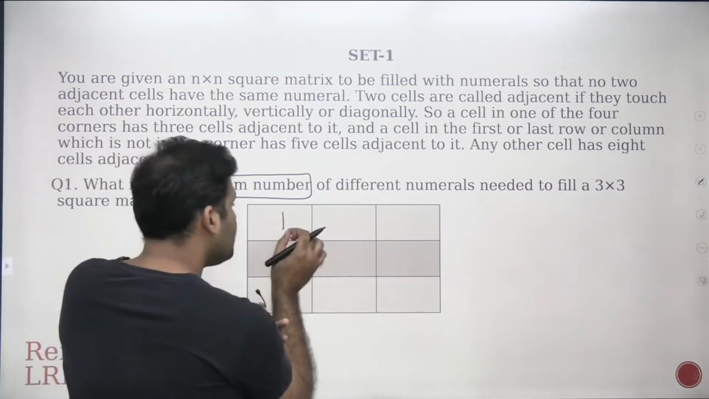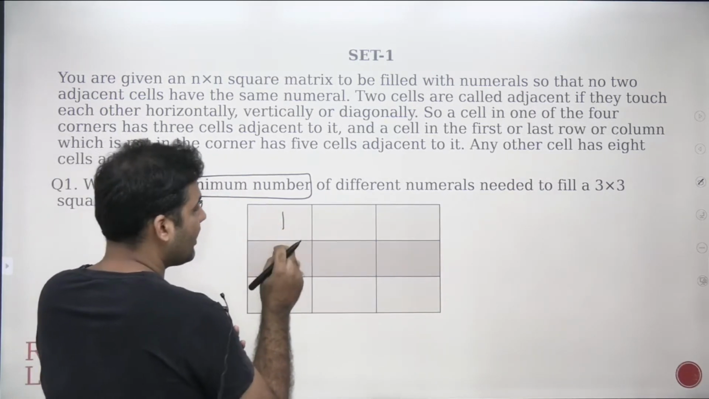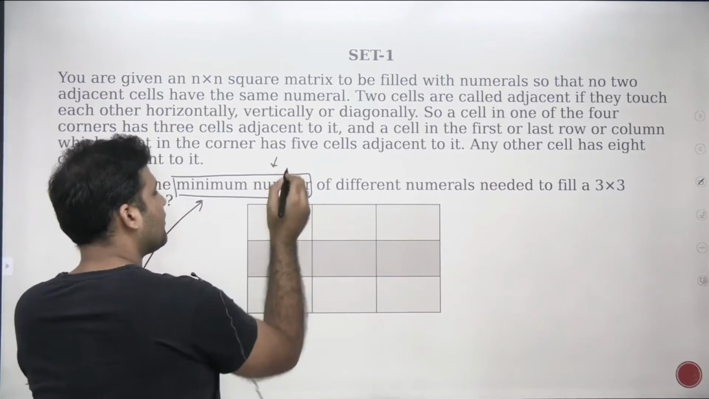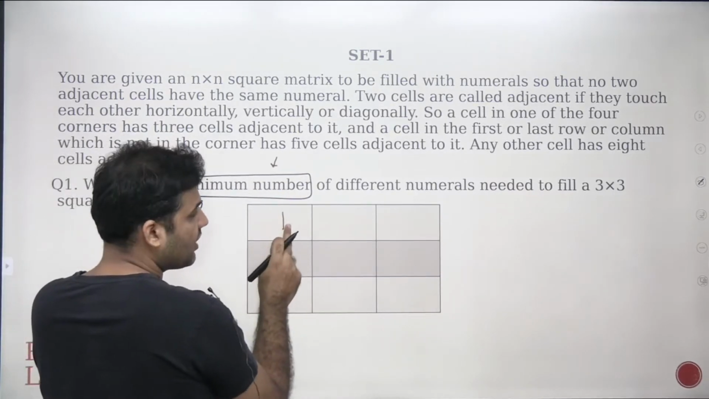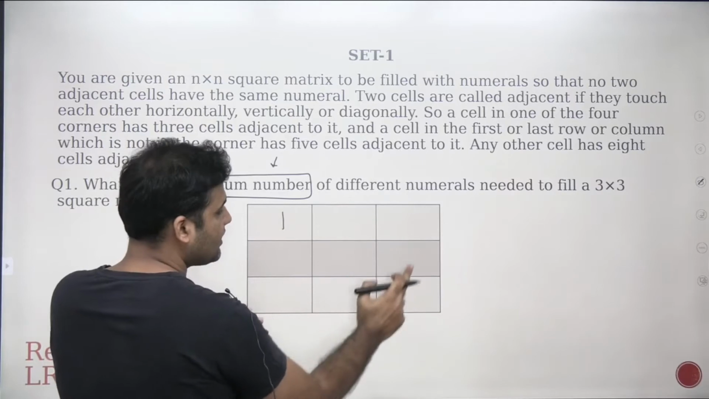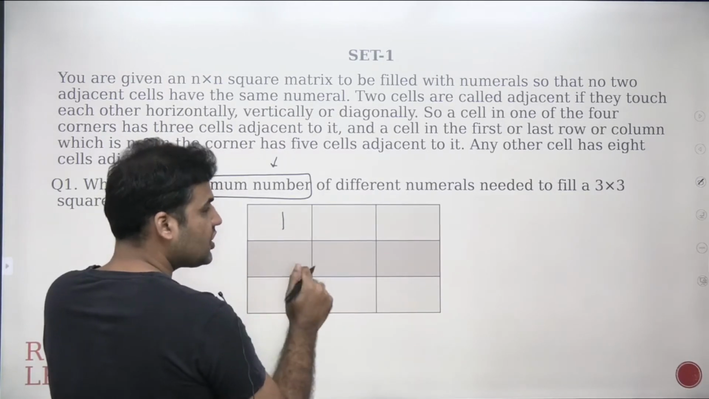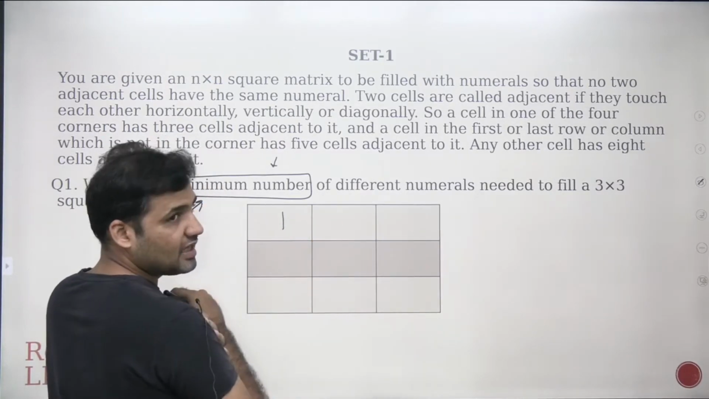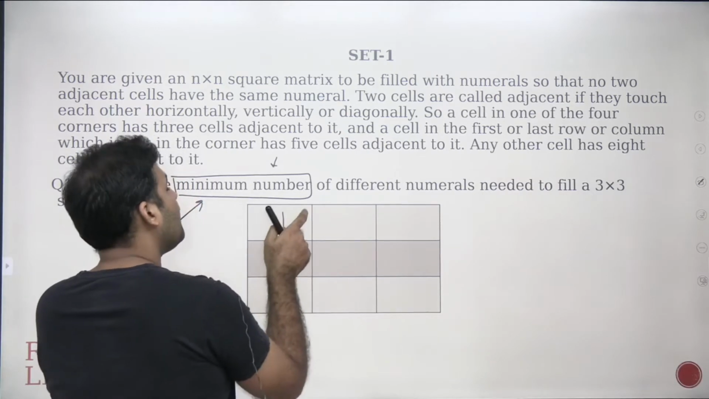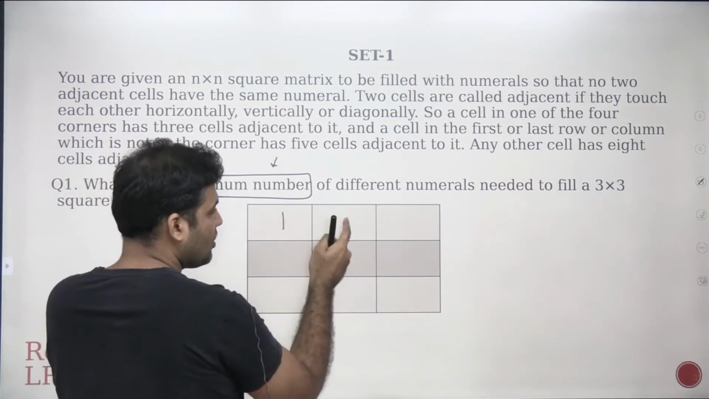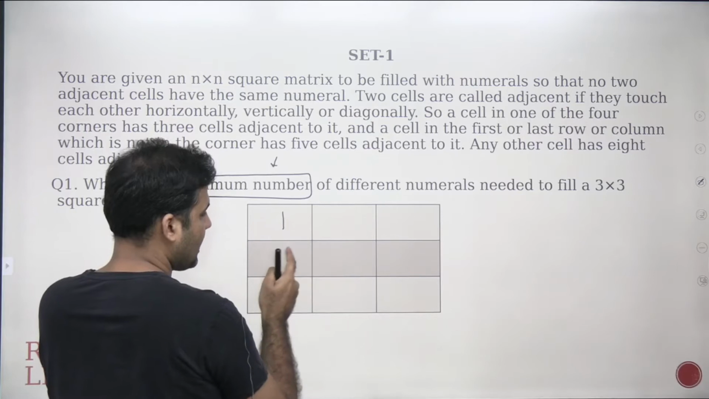So if I'm using one particular digit, let's say 1, and I want to minimize the number of numerals, I will try to use this numeral as many times as possible in this whole matrix. And the condition is two adjacent cells should not have the same numeral. Now, if I used 1 here, I cannot use 1 here, I cannot use 1 here, I cannot use 1 here.